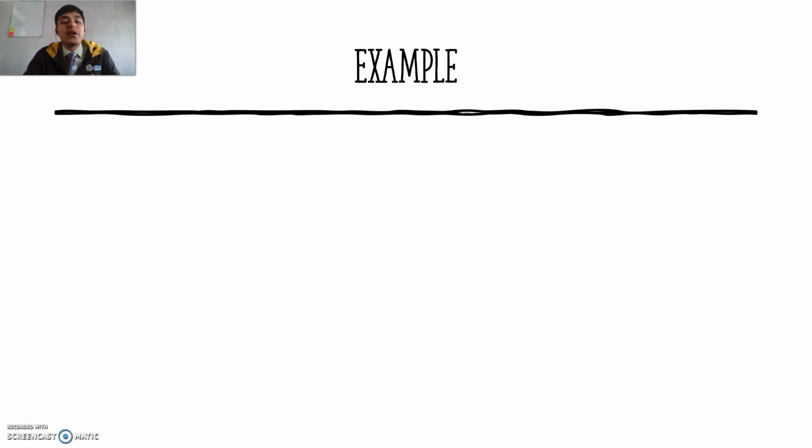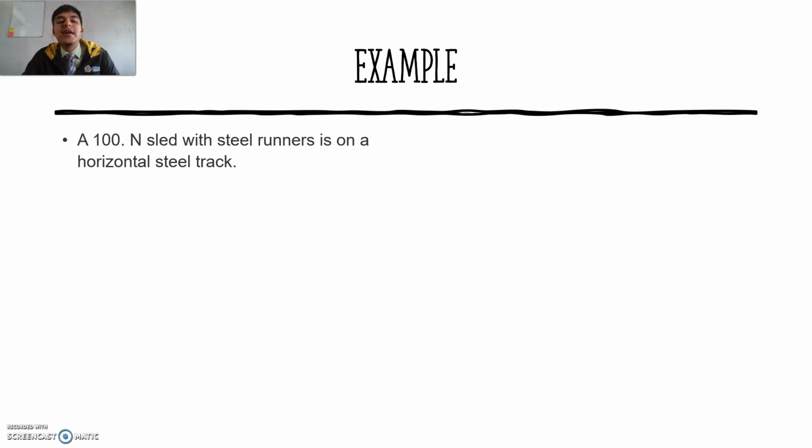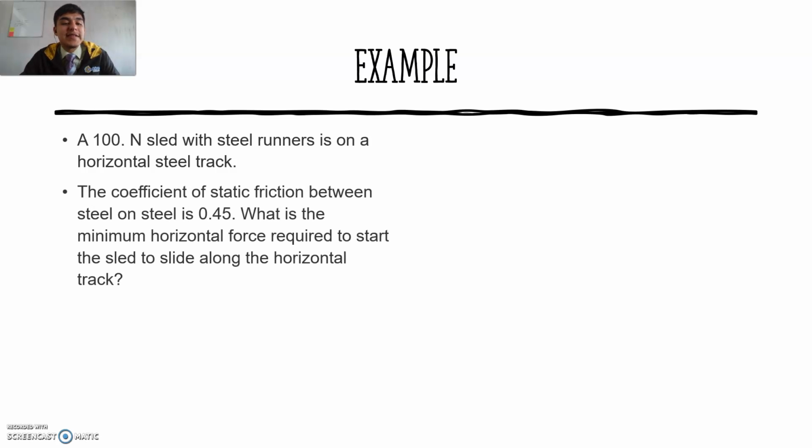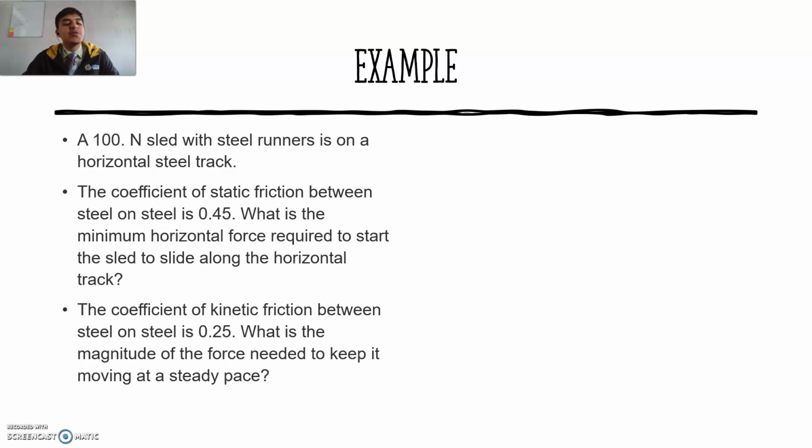All right, and lastly, we are going to analyze an example with everything we have gathered. A 100 Newton sled with steel runners is on a horizontal steel track. The coefficient of static friction between steel on steel is 0.45. What is the minimum horizontal force required to start the sled to slide along the horizontal track? And part 2: the coefficient of kinetic friction between steel and steel is 0.25. What is the magnitude of the force needed to keep it moving at a steady speed?